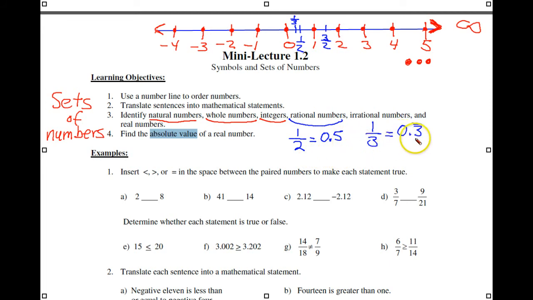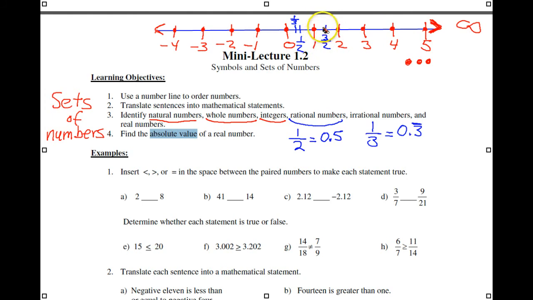And here the fraction repeats. So the fractions between the integers, and including the integers, that repeat or terminate, these make up the rational numbers. So everything on here now is a rational number. Some of them are integers, some of them are whole numbers, some of them are natural numbers. Now, are there other numbers on here?